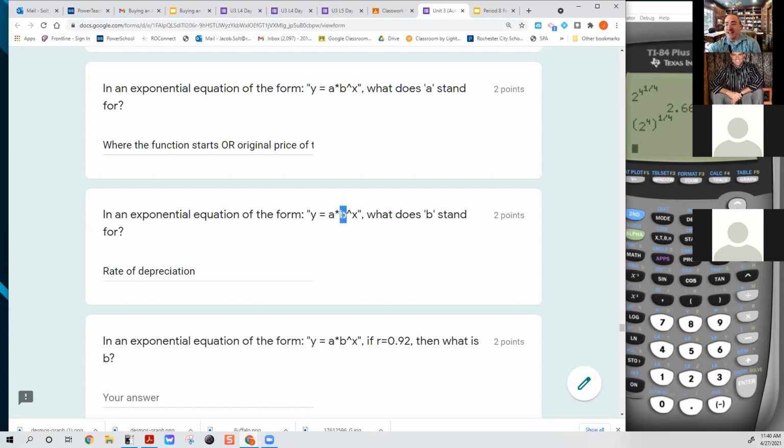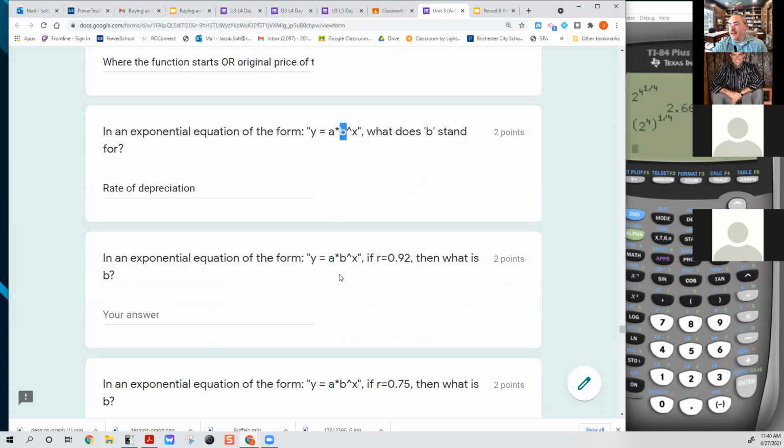If I have a B value that's like 0.5, that tells me I'm depreciating at 50%. Or 0.4, I'm depreciating at 40%, or 0.92 tells me I'm depreciating at, well, it's going to be 8%. So I'm decreasing. I'm 92% of what I was the last time, which is 8% different than 100%.